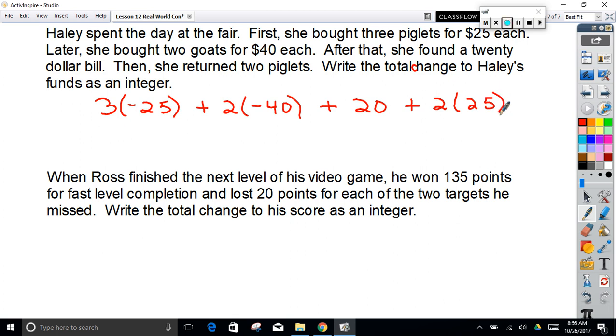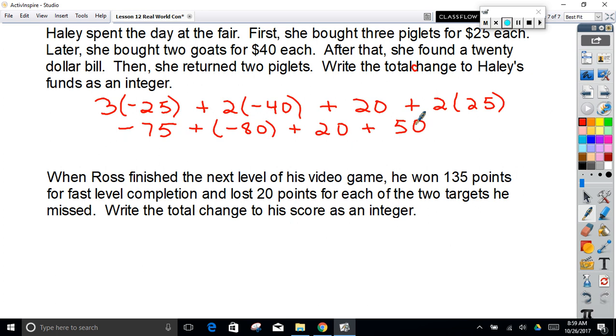We'll resume with this when we get back. Okay, let's finish looking at this. So if we were to solve this then, for the piglets, she spent $75 total. For the goats, she spent $80 total. Here's the $20 bill that she found. And when she returned 2 of the piglets, she got back $50.